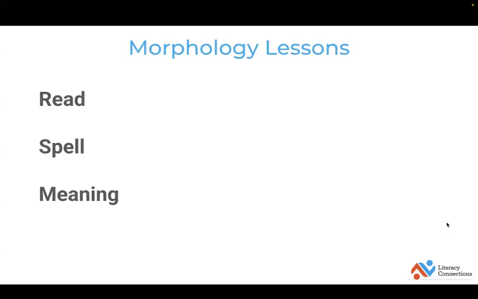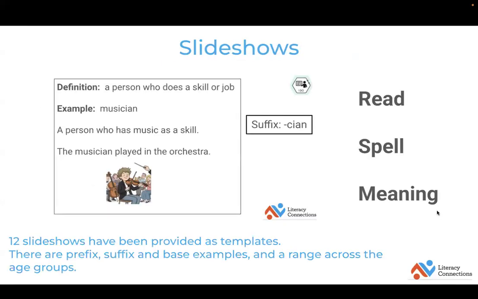The morphology lessons have been guided by the idea of morphology helping us to decode. So that's in the read section. Morphology is also helping us to spell. So there's a spell section, and then of course it's also helping us with vocabulary and understanding meaning. So every lesson has those 3 components: read, spell, and meaning. That's where it's slightly different to a spelling lesson, where the focus would be on read the words, write the words, so reading and spelling. There's that other factor of meaning supporting vocabulary development.